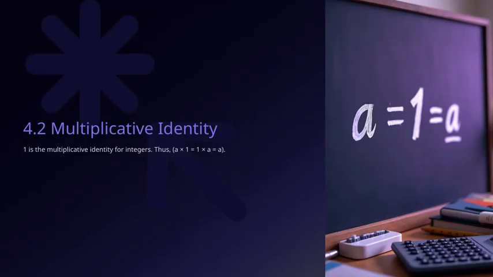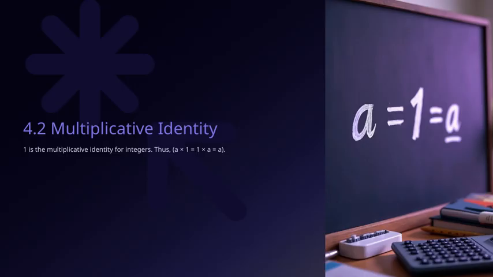Let's talk about the multiplicative identity now. The key point here is that the number 1 is the multiplicative identity for integers. What does that mean? It means that when you multiply any integer by 1, the result is just the integer itself. So, in mathematical terms, this is expressed as a times 1 equals 1 times a, which in turn equals a. This property is fundamental because it shows that multiplying by 1 doesn't change the value. It's a simple yet powerful concept that helps us understand how numbers behave under multiplication.